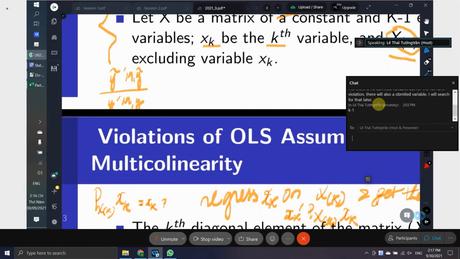Nguyễn Hoàng Hải ạ. Can you hear me? I can hear you. What is the name of this one, Hoàng Hải? That must be the R square. The R square, right?